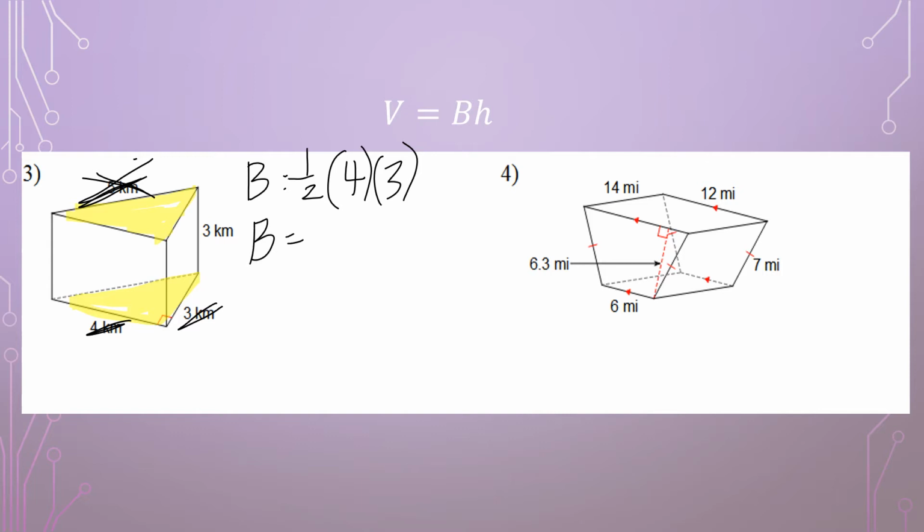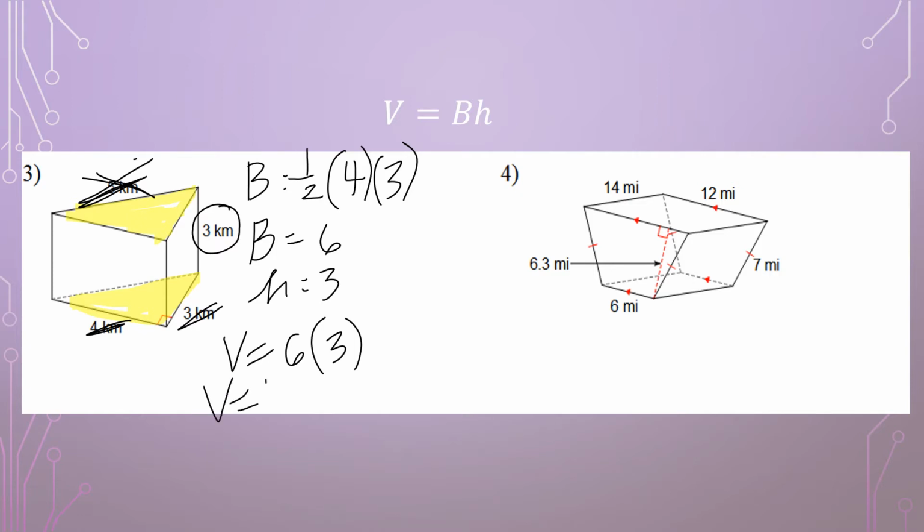So the area of this triangle is 6. 1/2 times 4 times 3 is 6. And then the height is 3. So we're using that other leftover value there. I'm going to plug it into your volume equation. So B, which is 6, times the height, which is 3, and you get 18 kilometers cubed for my final answer there.